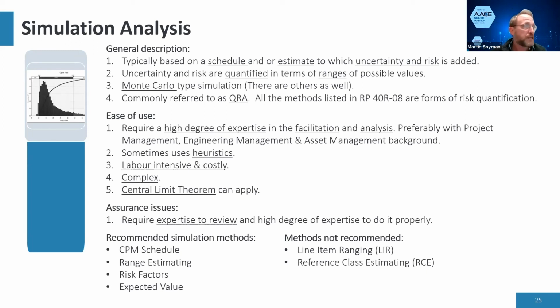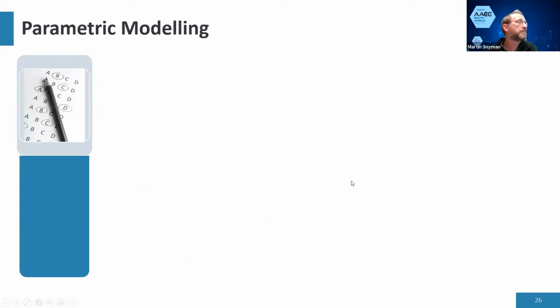The other method is reference class estimating. This is basically you look at performance in your industry and you pick a number on the P90 for that. The problem with that is you don't have a clue what you need to fix, and you get these huge estimates.